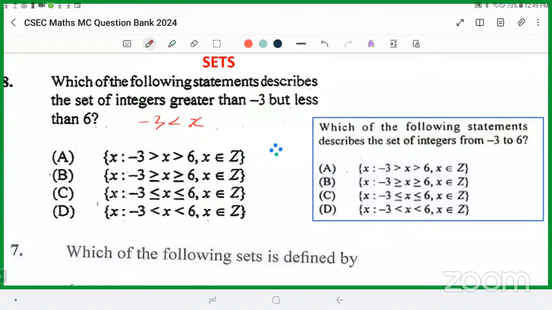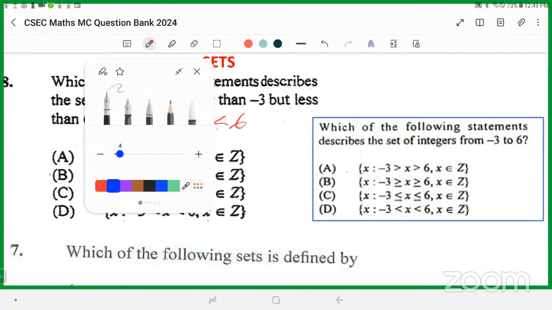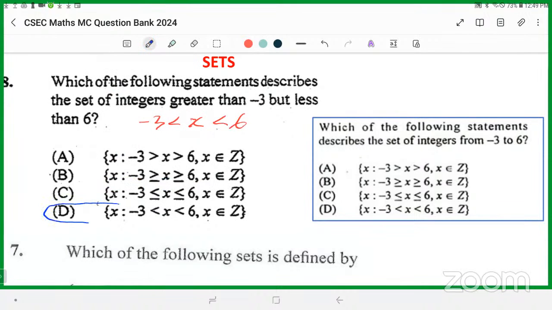But at the same time, x is less than 6. It's a less than situation. All right? So x is between. So this is the answer down here. All right, that is that.